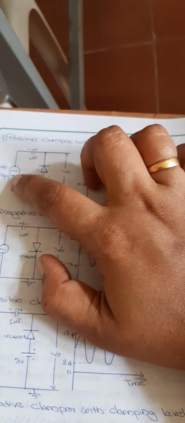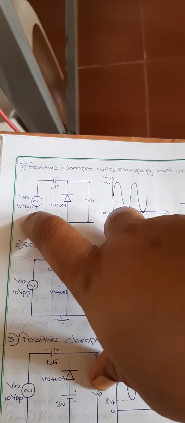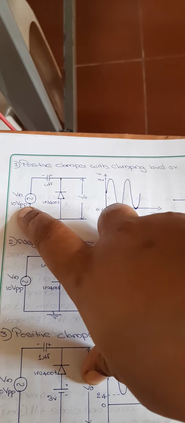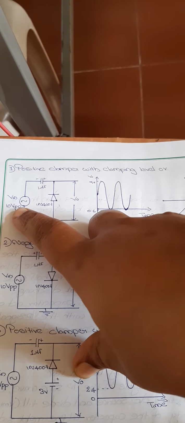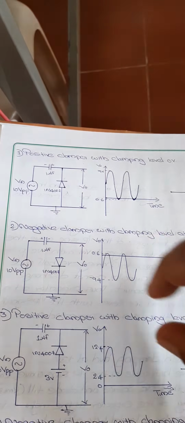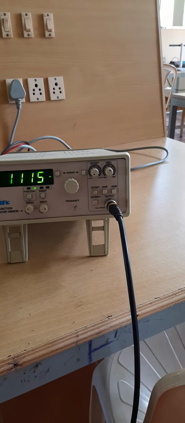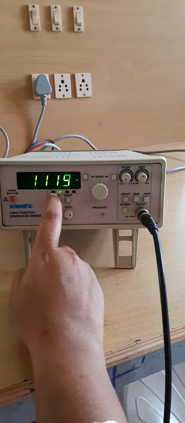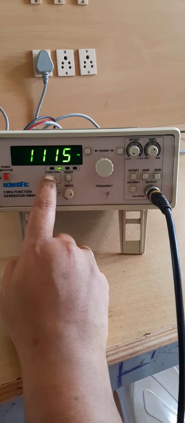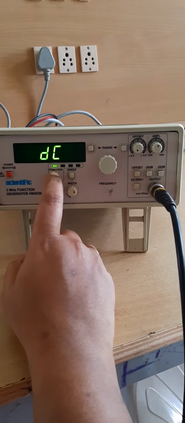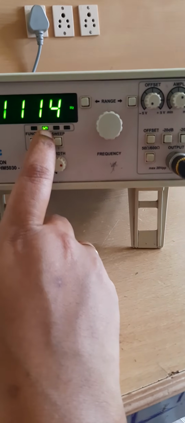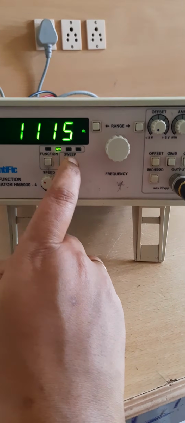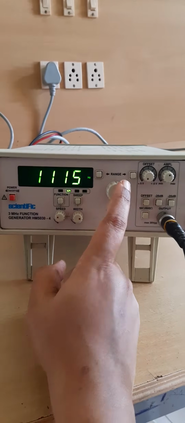So, now here the input is a 10 volt peak to peak, 1 kilohertz sine wave. So, we have to set the input waveform by using the function generator. For setting the input, we can use the function generator, and here we have to select the sine wave by using this knob. You can see now it is in the sine wave, and for adjusting the frequency you can use this knob.